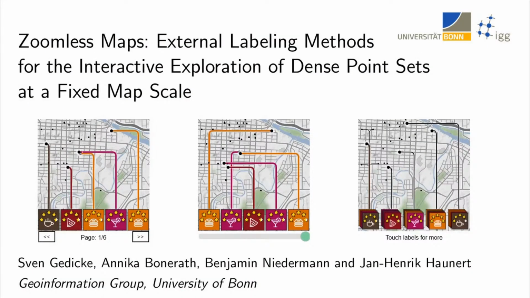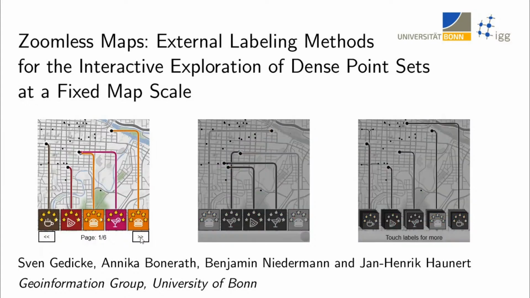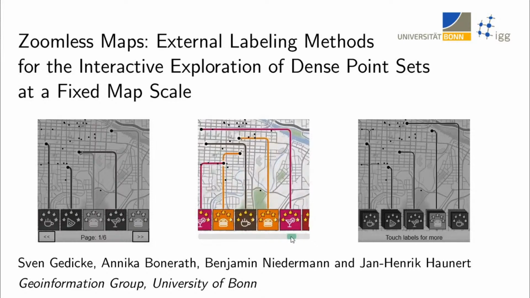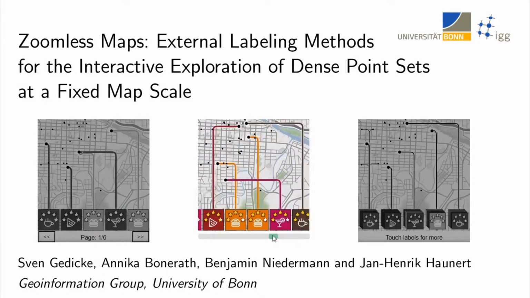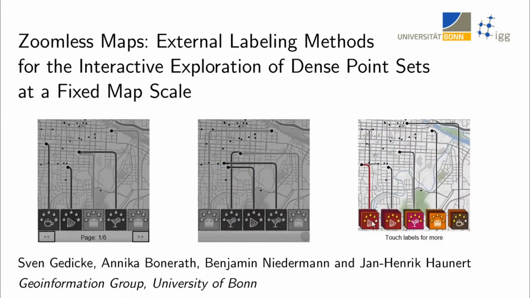We present 3 external labeling concepts that allow a user to browse through point sets without the need of zooming in and out. In the first method, labels are distributed on multiple pages. The next method arranges the labels in a single row that can be continuously slid along the bottom side of the map. In our third method, labels are distributed on stacks, which a user can independently browse through.